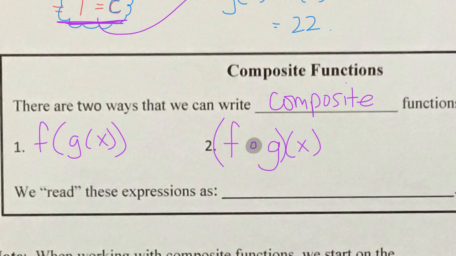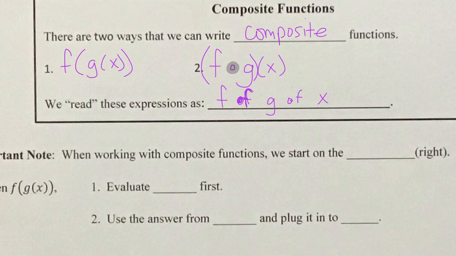When you write it, make sure you write it small so it doesn't look like the word fog or goth or anything, so that you know it's composition. And it's read f of g of x. The first "of" represents the composition, and the second "of" represents your parentheses.